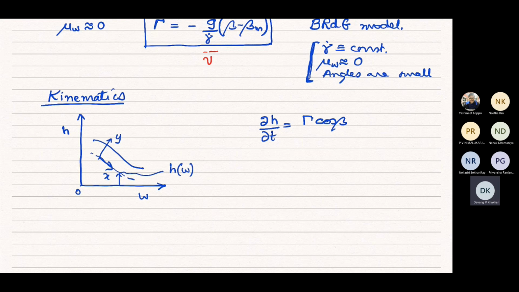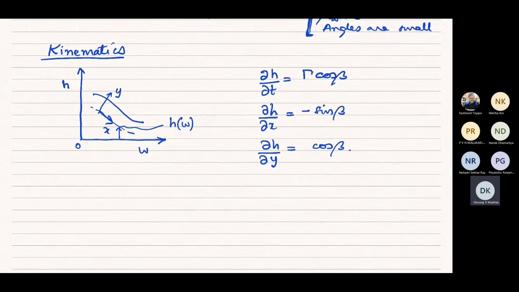And then based on the geometry, we can relate del h by del x, which is going to be equal to minus sine of beta, and del h by del y is just equal to cos of beta. We can do it the other way around also. We can also do del x by del h and you'll get some factor, but this is it.